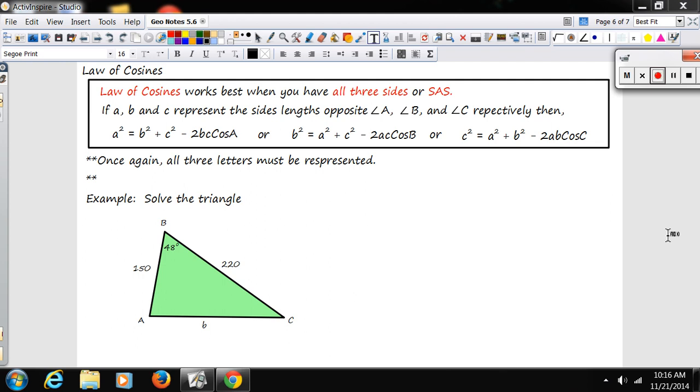All right, law of cosines. Now there is a time when you have to use the law of cosines instead of law of sines. Law of sines is way easier. Law of sines yesterday we did a proportion, cross multiplied, solved. That was that quick. They're really fast. Law of sines. Law of cosines, not so much.